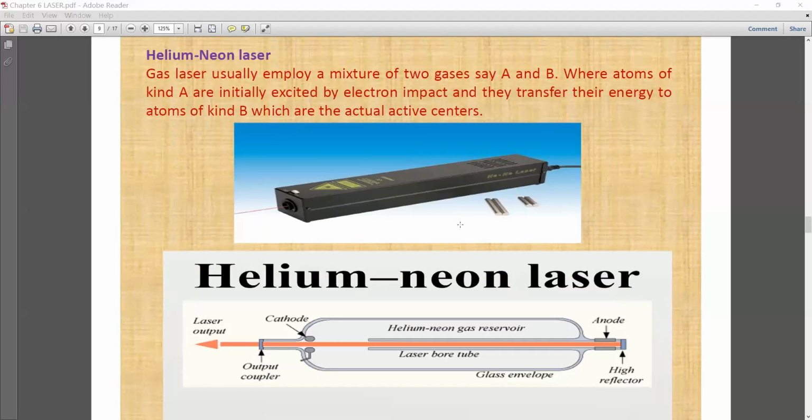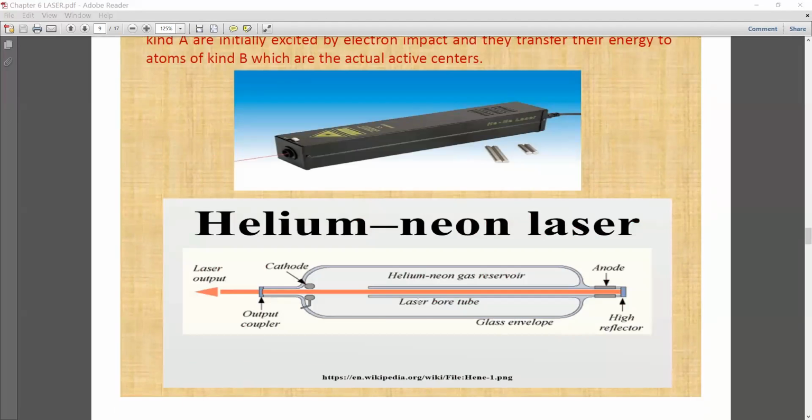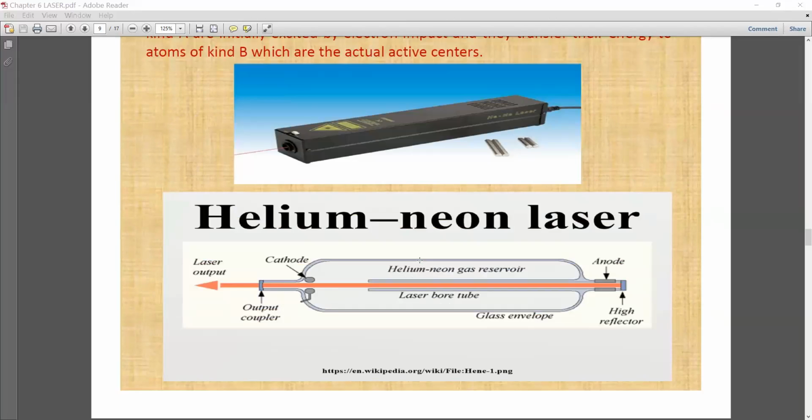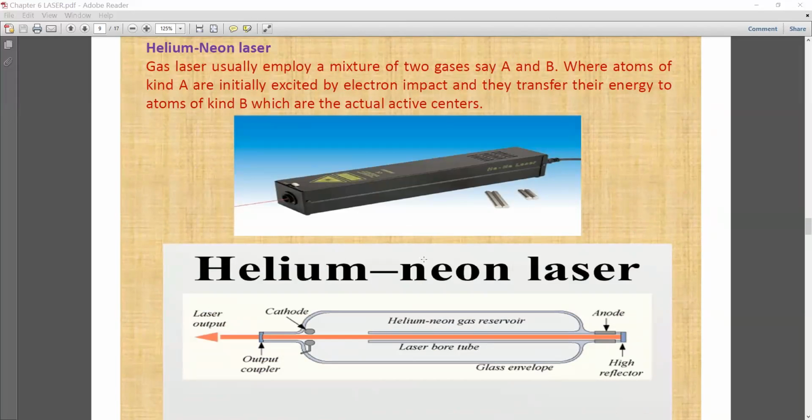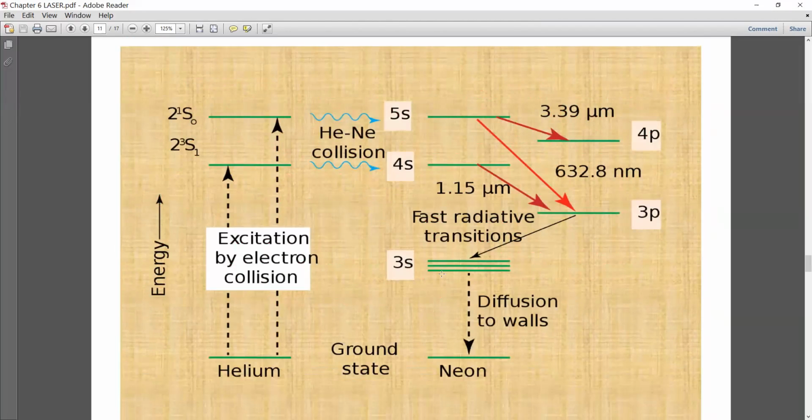Then we have discussed the helium-neon laser. In the case of the helium-neon laser, what are the key points? First, it is a gaseous mixture. Then next, dimensions. The quartz tube we use is 10 to 100 centimeter in length and 2 to 8 mm in diameter. The pressure ratio is 10:1. The percentage you can also take as 10:1, that is 85% and 15%.